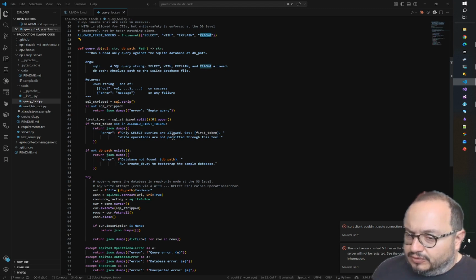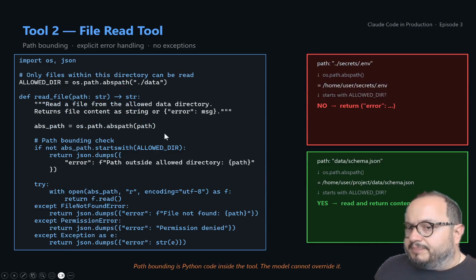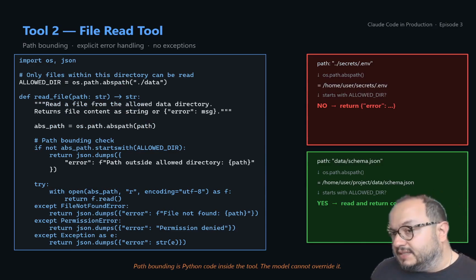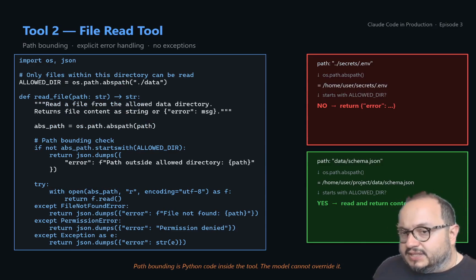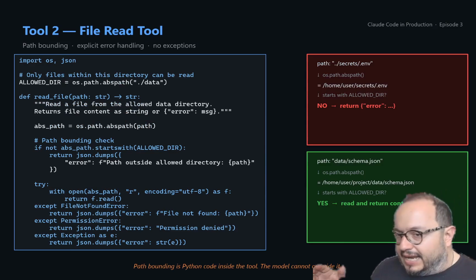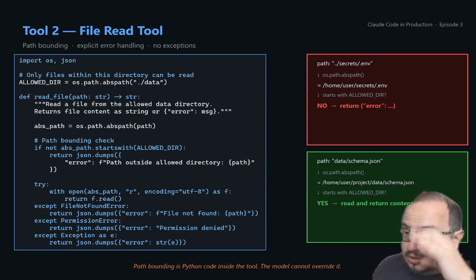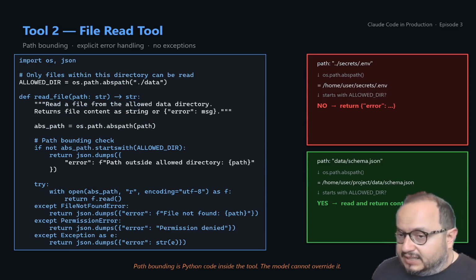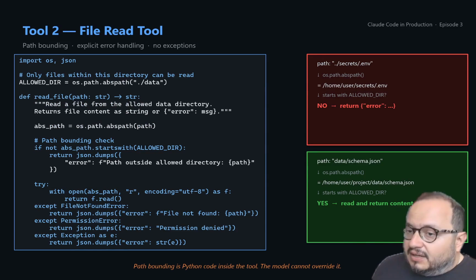The second tool follows the same design principle with a different enforcement concern. The file read tool takes a file path and returns the file contents as a string. The critical design decision is the path bounding. Without path bounding, this tool is a read-anywhere tool. Claude Code could request any file on the file system: credentials, private keys, operating system files. Imagine it. That is not what you want.